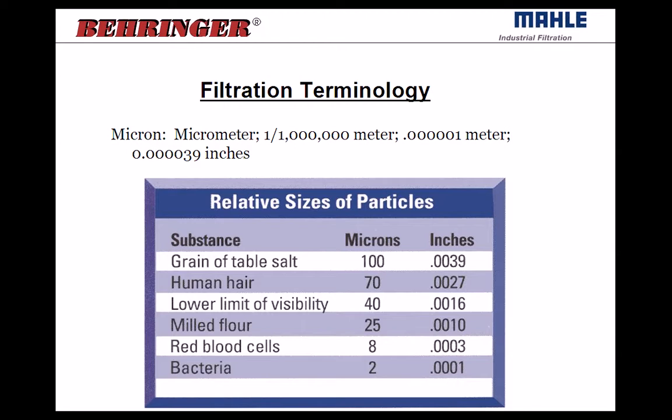To give you an illustration of what size that is, there's a chart below that shows a grain of table salt is around 100 micron. Human hair is about 70, the diameter of human hair. And the smallest that the human eye can see is about 40 micron. And in hydraulic systems, we're trying to remove particles that are 3 to 20 microns. So they are particles that are invisible to our eyesight.